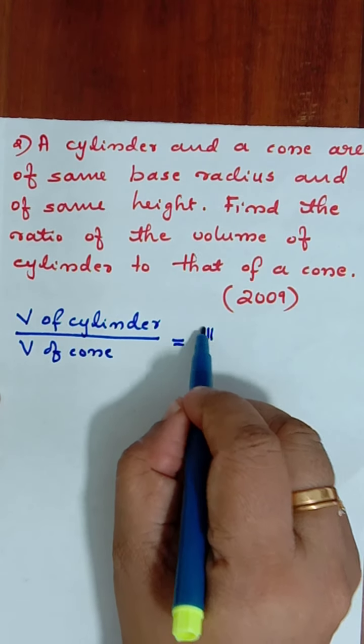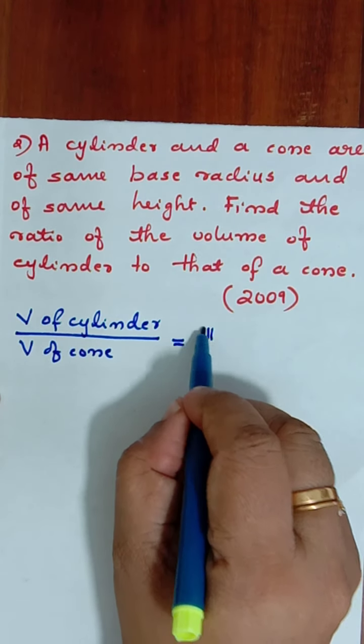h. Pi cancels, r square, h also, because they are same. That's why this is 1 divided by 1 by 3. Numerator 1 divided by 1 by 3. That means 1 multiplied by the reciprocal. Here we have 3 by 1. Therefore, volume of cylinder is to, the ratio, this is how we are writing, volume of cylinder is to volume of cone. That's equal to 3:1.